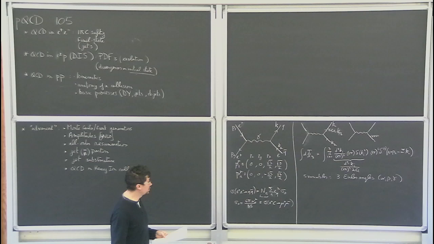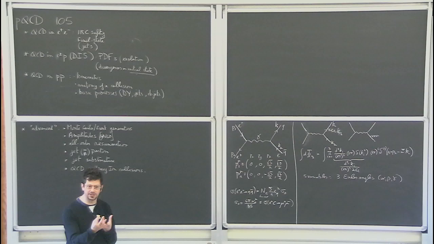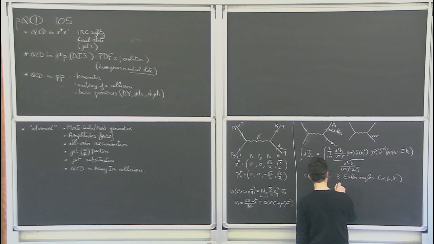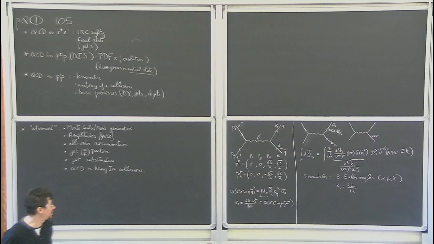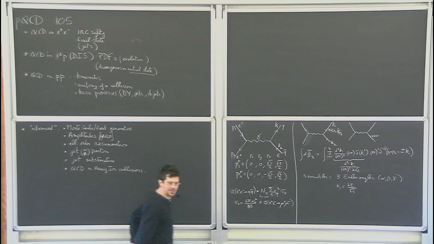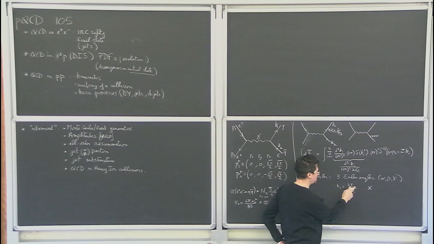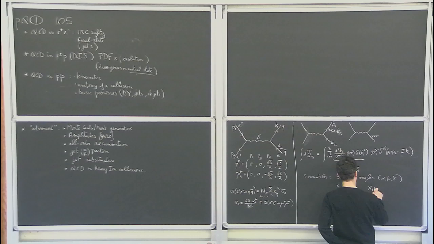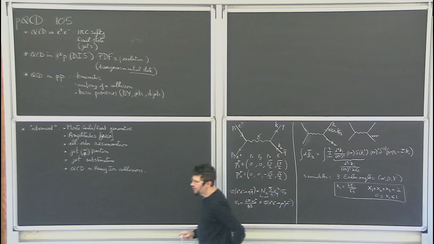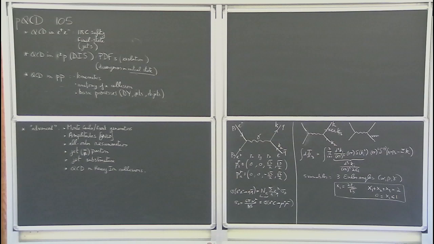So this means I'm left with 2 variables which really describe the internal kinematics of k1, k2, and k3 within that plane. The variables I'm going to use are x_i, which is defined as 2 E_i over square root of s. You're going to tell me you need 2 variables and I'm giving you 3, because there's x1, x2, and x3. It's actually not exactly 3, because of energy conservation: E1 plus E2 plus E3 has to be square root of s, so this means that x1 plus x2 plus x3 is 2, and any of the x_i has to be between 0 and 1. This is something you should keep in mind, because we're going to use this over and over again for the next hour.